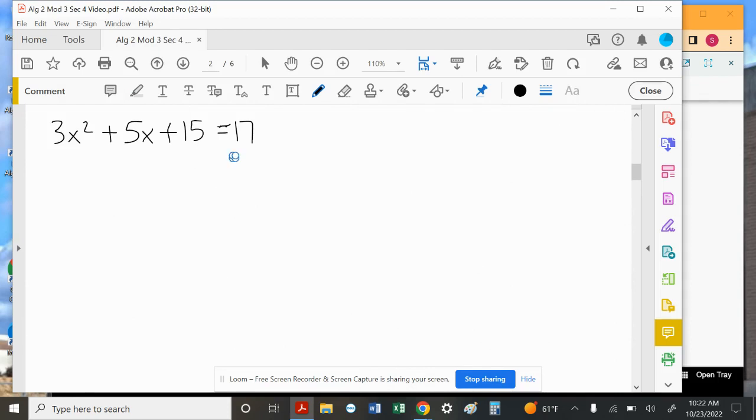But what we're going to do first is subtract 17. When I subtract 17, I get 3x squared plus 5x minus 2 equals 0. Remember, we always still want to get that equal to 0 on that side. And here are my values. So now I'm going to create my box.